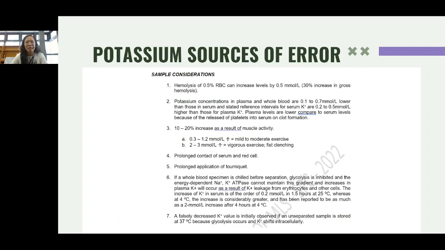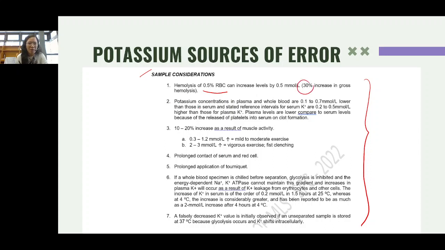So still in your laboratory output, kids, that I will give next meeting, may portion pa rin po kayo dun sa sample consideration. So kindly read that one. And actually, most of this na-mention na kanina, but just to emphasize further, so number one, hemolysis of 0.5% of RBC can already increase the level of your potassium by 0.5 or around 30% increase.